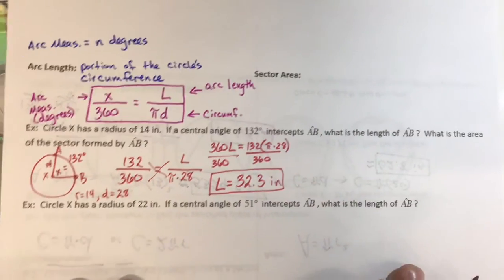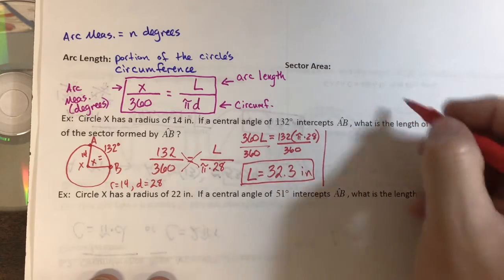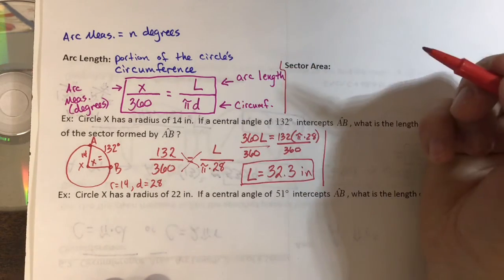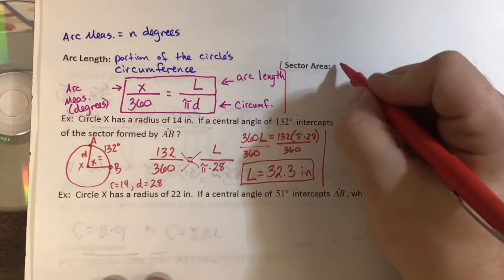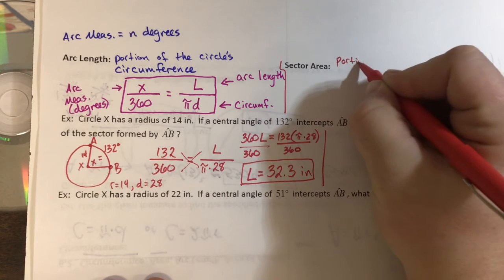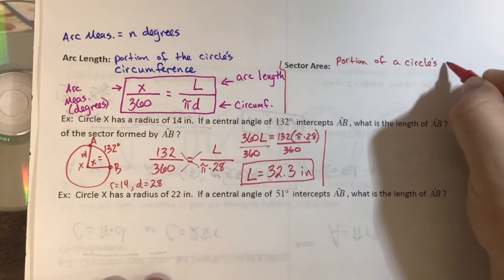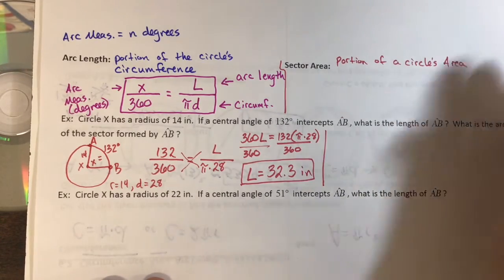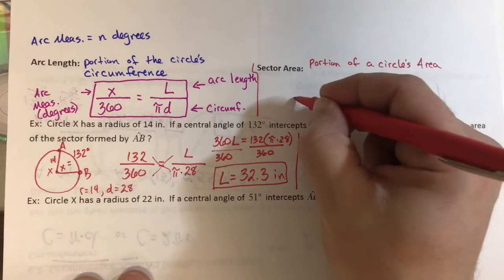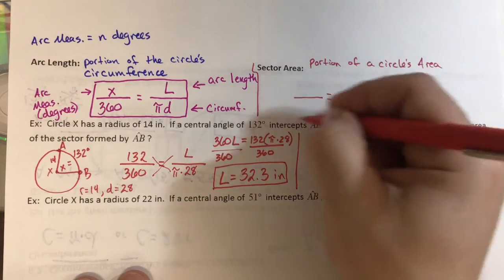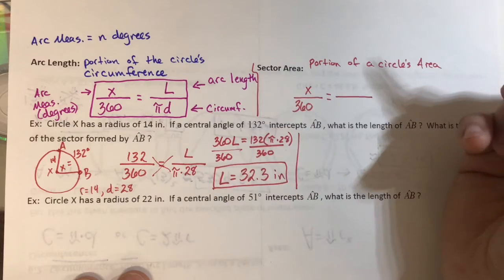Okay? So that's how we calculate arc length. Now I want to go up here before we finish the problem and talk to you about what sector area is. Arc length is a portion of the circle's circumference. Sector area is a portion of a circle's area. I'm still going to set up a proportion then. This left side is still the same, x over 360. That tells you how much of the circle we're using based on arc measure.